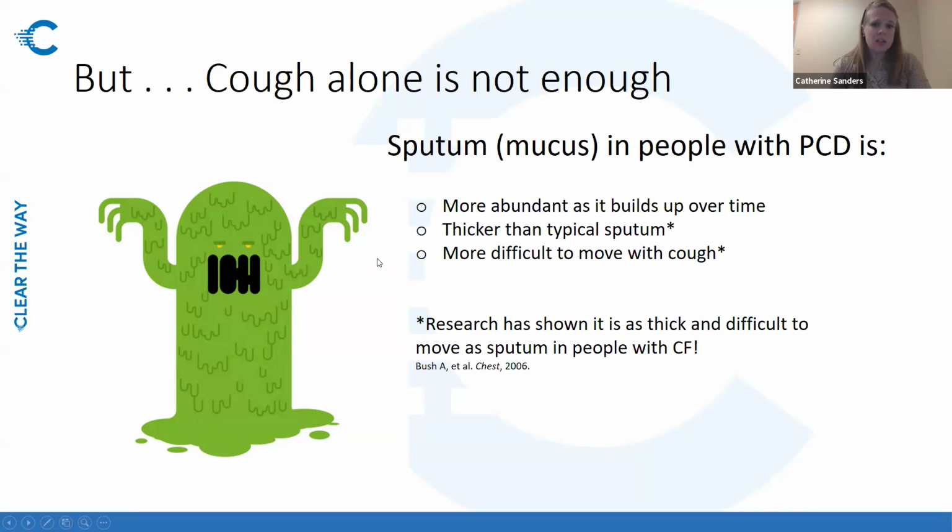And there have been research studies that show that the mucus in people with PCD can be just as thick and difficult to move as the mucus in somebody who has CF. So we often hear about mucus in CF being really thick and sticky, but the same can actually be true in PCD.